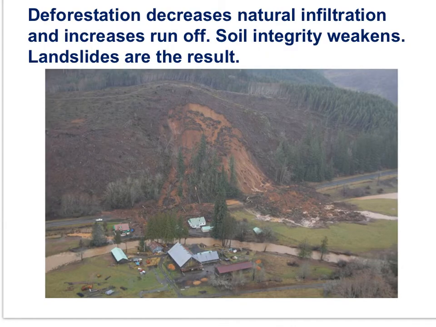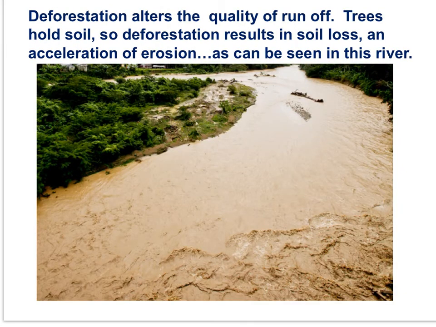Deforestation decreases natural infiltration and increases runoff. Soil integrity weakens. Landslides are the result. Deforestation alters the quality of water runoff. Trees hold soil. Thus, deforestation results in soil loss, an acceleration of erosion, as can be seen in this river.